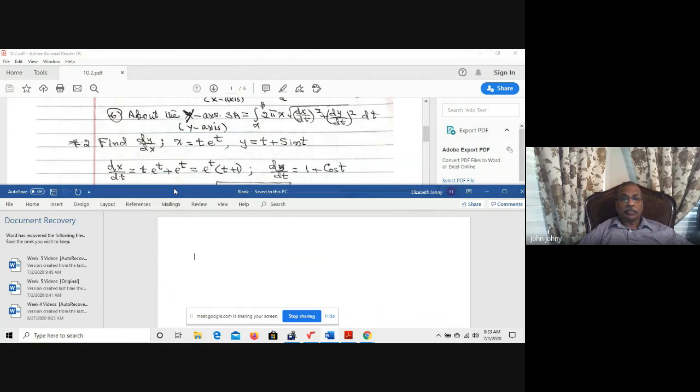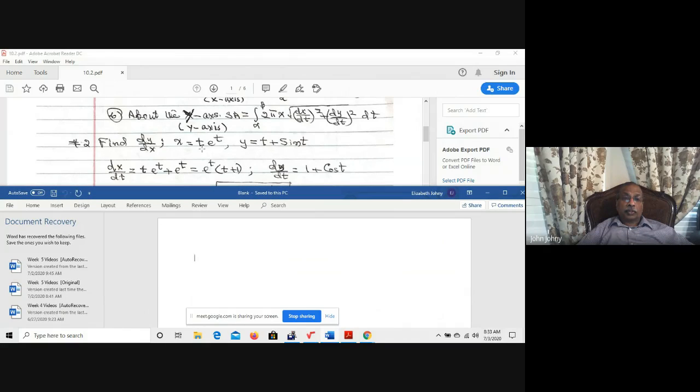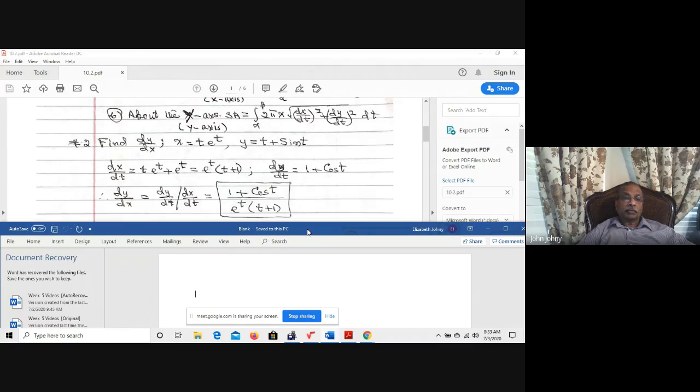First you find dx over dt. That is a product rule. First function times derivative of the second, t e to the t, plus second function times derivative of the first, e to the t times 1. Factor out e to the t, you get e to the t times t plus 1. y is t plus sine t, so dy over dt is 1 plus cos t. And now use the formula dy over dx is equal to dy over dt divided by dx over dt, that is 1 plus cos t divided by e to the t times t plus 1.